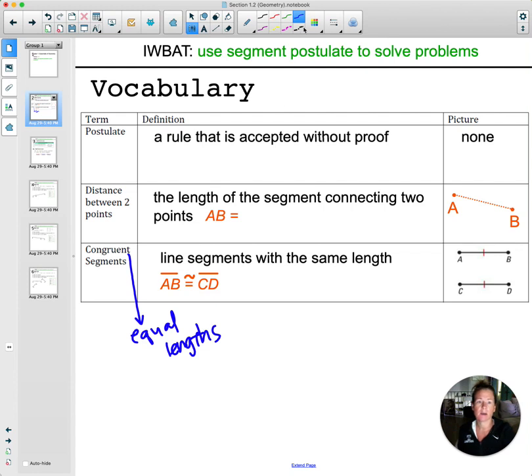And we talked about that in the first section, how you would see these tick marks if the lengths of the segments are congruent or equal. The way that that's written out here is just an equal sign with a little squiggly mark over it if we're talking about the pictures. So the segment AB is congruent to segment CD. If we're talking lengths, we would say AB is equal to CD.